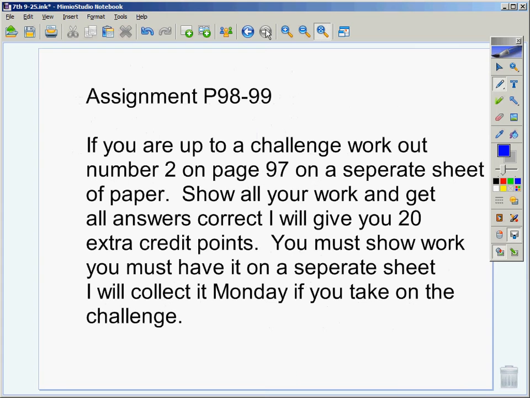Your assignment is page 98 and 99. And if you're up to a challenge, you can work out number 2 on page 97 on a separate sheet of paper. You must show all your work, get all the answers correct. I'll give you 20 extra credit points. Again, remember, you must show all of your work. You got to have it on a separate sheet of paper so that I can collect it on Monday if you take this challenge on.